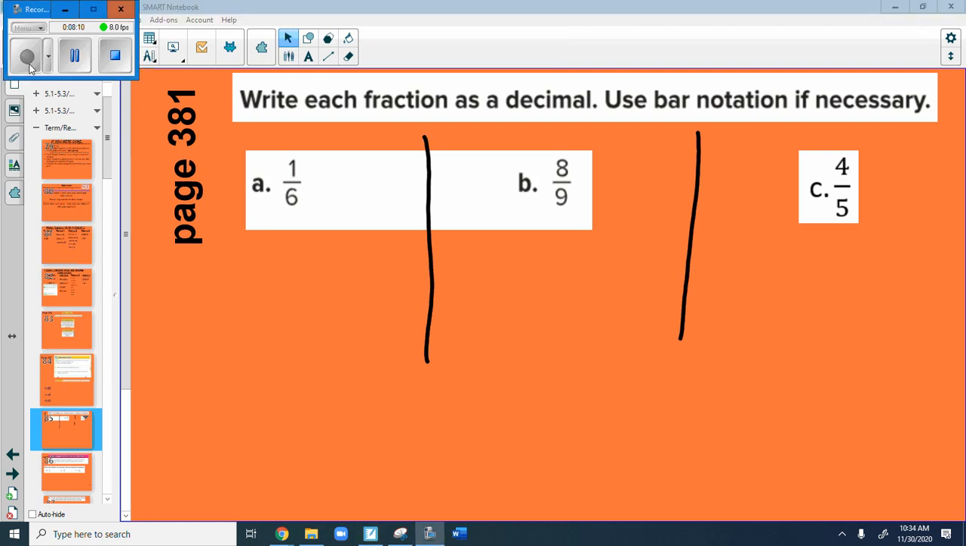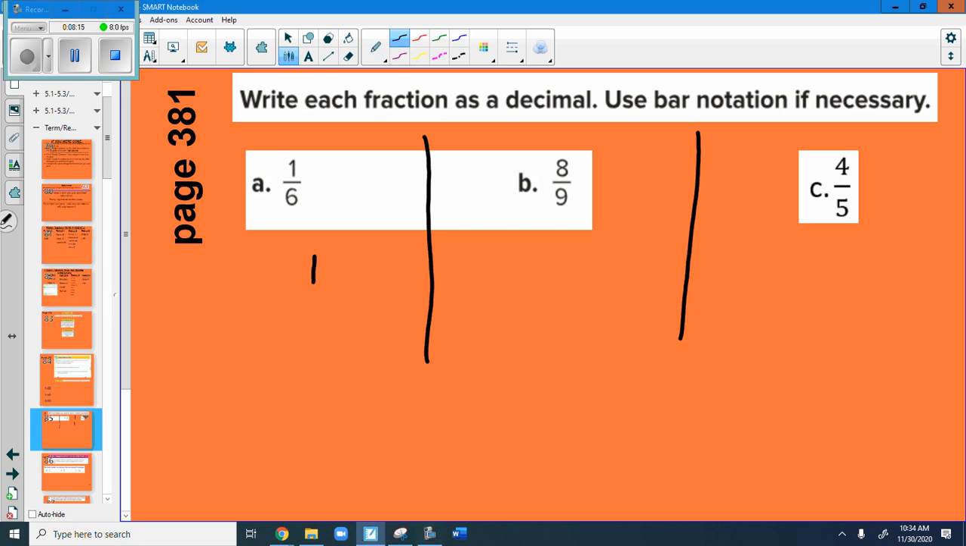Let's talk about what you got. So remember, fraction to decimal, top divided by bottom. So 1 divided by 6. Who can help me out? What did you get when you divided? What does this decimal look like? Go ahead.